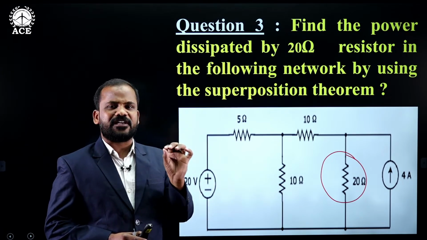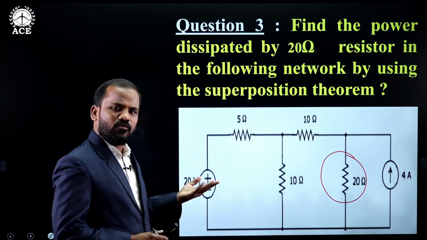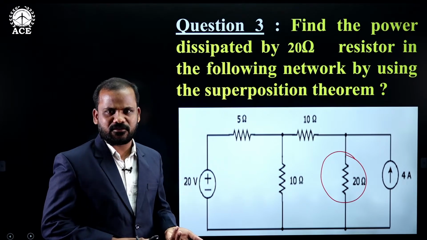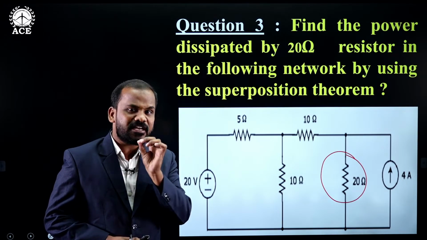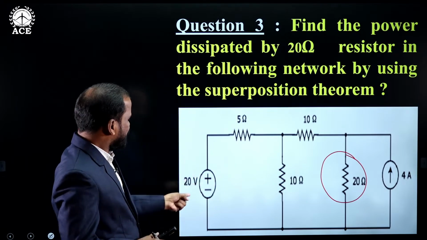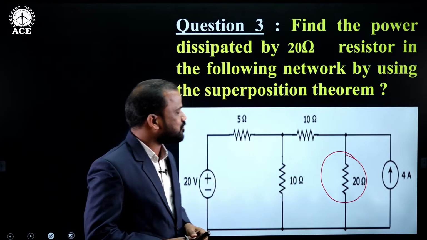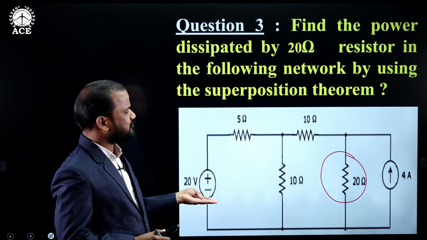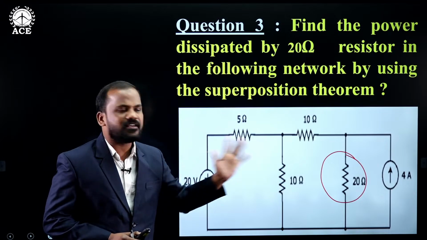First we need to identify how many sources there are. It may be a voltage source or a current source, but we need to identify how many voltage sources and how many current sources there are. In the given network, the 20 volt voltage source is one and the 4 ampere current source is one. It means the given network has only two sources: one voltage source and one current source.